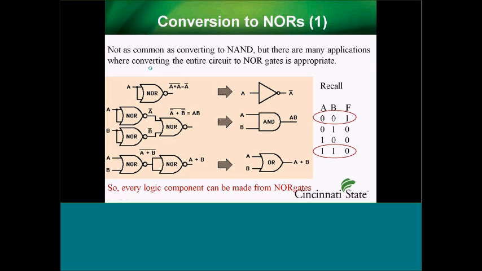Then if you want to make an AND, you're going to go back and do this through De Morgan's again. You're just looking at the De Morgan equivalent. So AB is A prime or B prime, all prime. So you invert A, invert B, put it all through a NOR, and you've got an AND gate. So you've got the same situation: every logic component can be made from NOR gates.